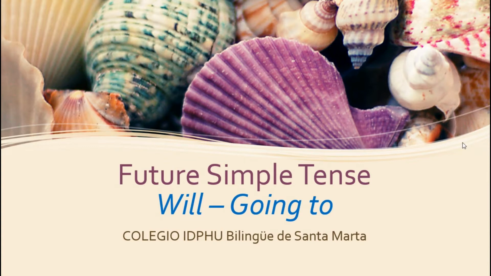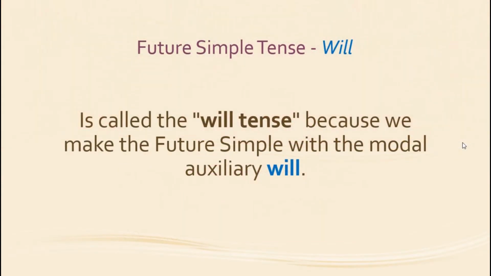Today we are going to learn about the future simple tense using these two elements that are will and going to. So let's go. Okay, first we're going to start with the auxiliary will. When we use the auxiliary will to speak in future simple tense, we call this the will tense because we make the future simple with the modal auxiliary will.